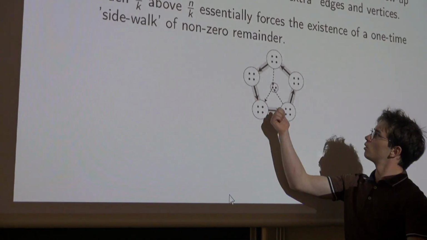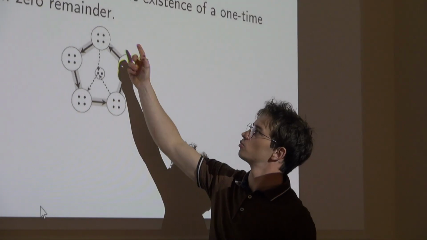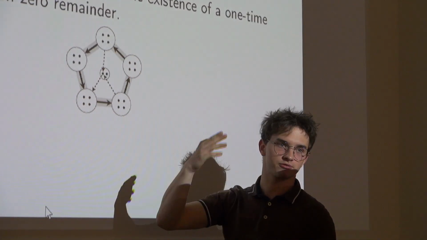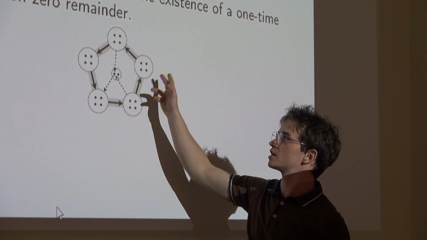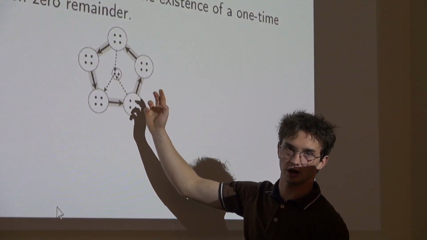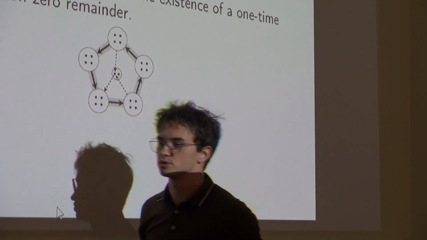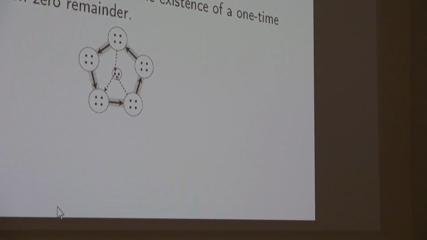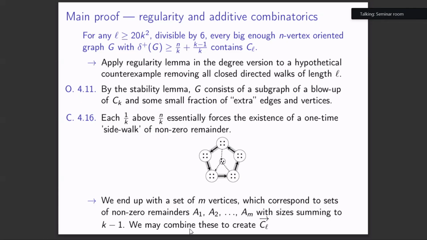This creates essentially a one-time change: if we loop around our blow-up of C5 in this case, we may use this sidewalk once to change our remainder modulo 5 by 3. If we were to get to CL, L modulo K, we would create CL simply by looping around this as many times as I can. That's also only a framework. I will try to show the proof in more detail soon.